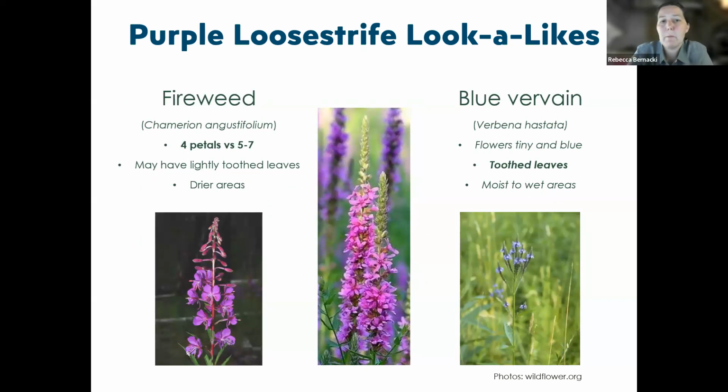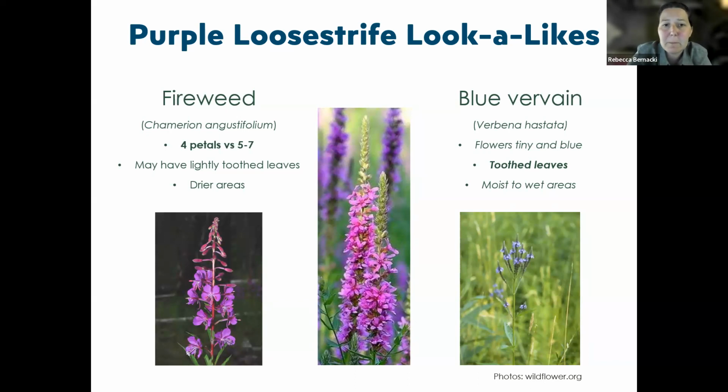So on this slide, we're going to talk about some purple loosestrife lookalikes, and we have purple loosestrife in the middle there just for some comparison. The most common purple loosestrife lookalike that we see is fireweed. The big difference here is fireweed is going to have 4 petals per flower, where purple loosestrife is going to have 5 to 7. It may also have lightly toothed leaves, and it tends to be found in drier areas where purple loosestrife is found in wetter areas.